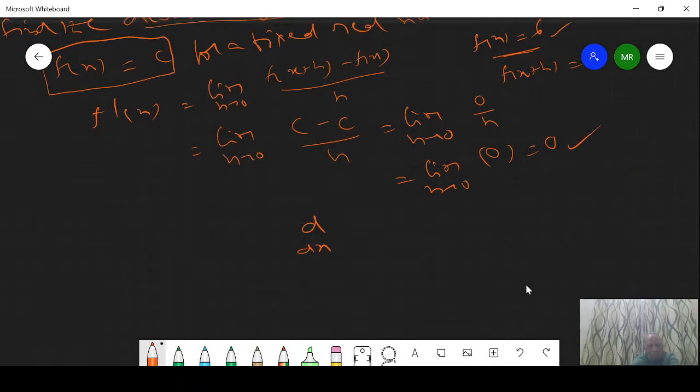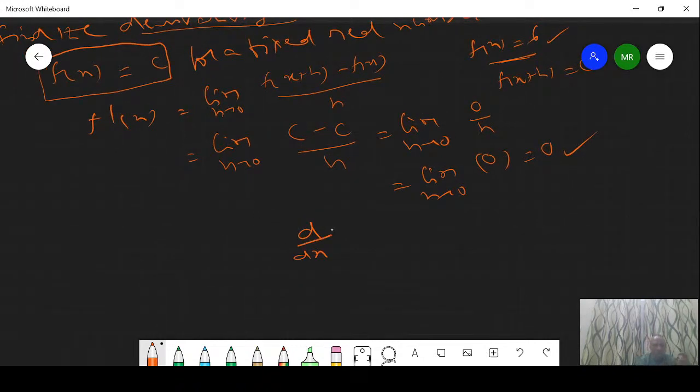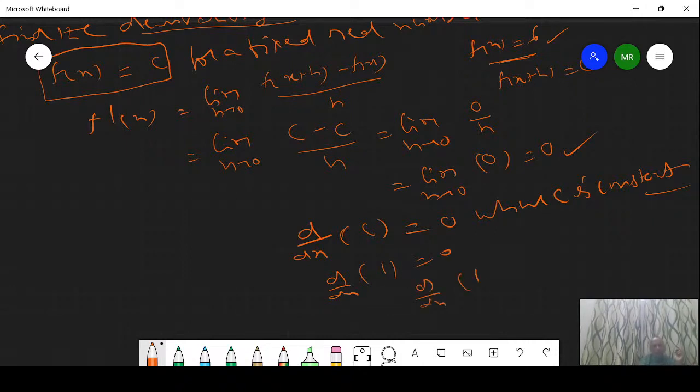The derivative of d by dx of c, where c is a constant, is 0. Where c is a constant number. Now, one doubt: can I write d by dx of 1 is 0, d by dx of 10 is 0, d by dx of 15 is 0? Any constant, the derivative of a constant is 0.